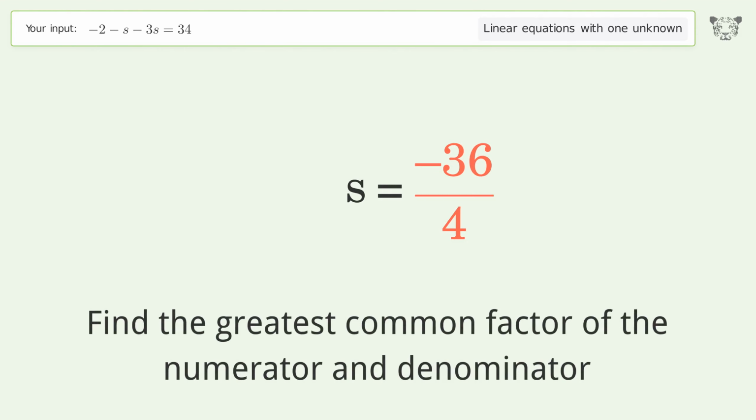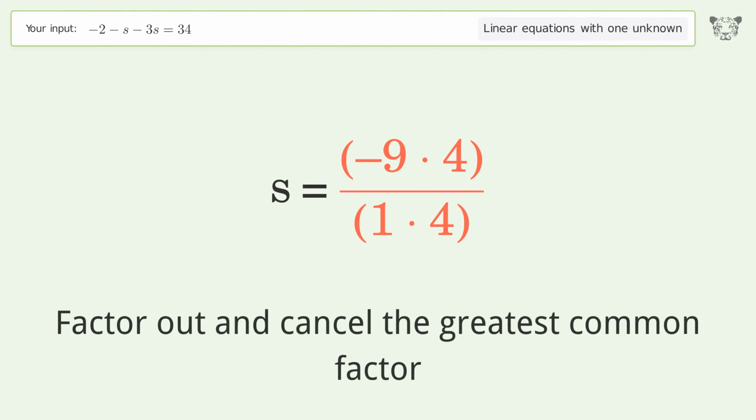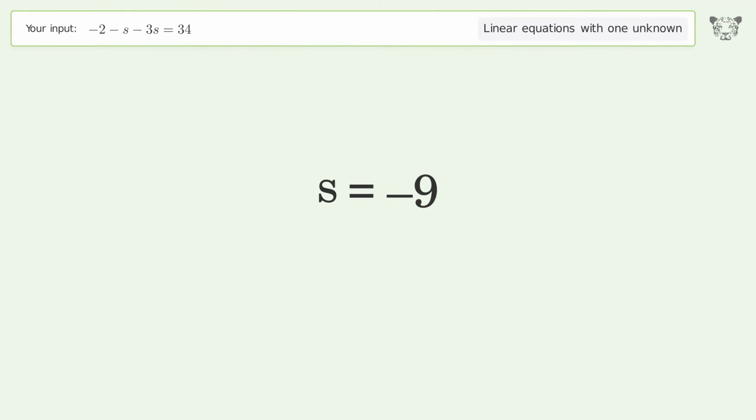Find the greatest common factor of the numerator and denominator. Factor out and cancel the greatest common factor. And so the final result is s equals -9.